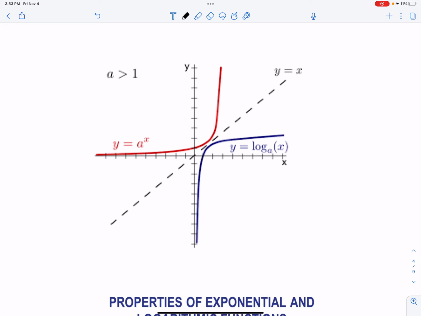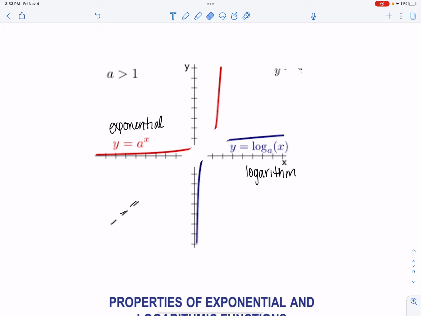Here is the graph comparing our exponential form to our logarithmic form. As you can see, they are reflected over the line y equals x. This is a graphical representation of the two because they are inverses. And when we see inverses in equations, we see them canceling each other out. Here they are graphically, and they're being reflected over y equals x.